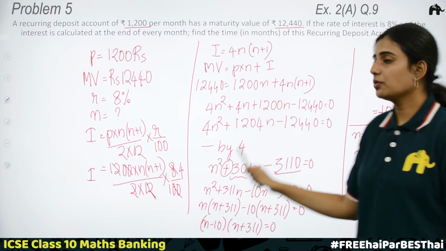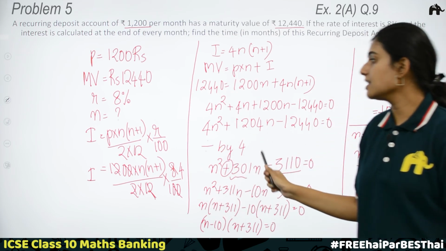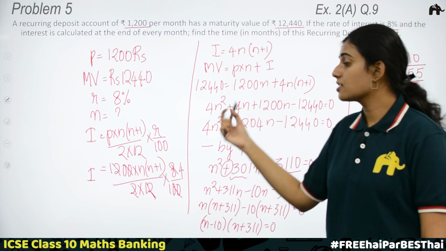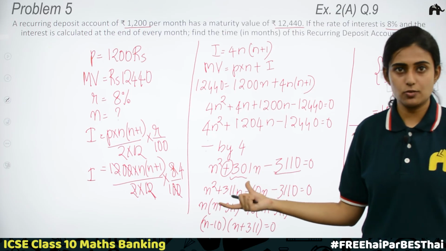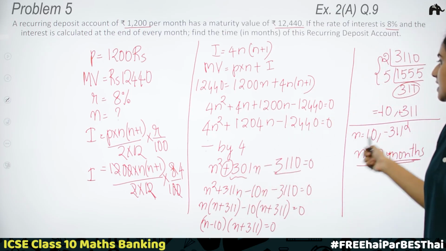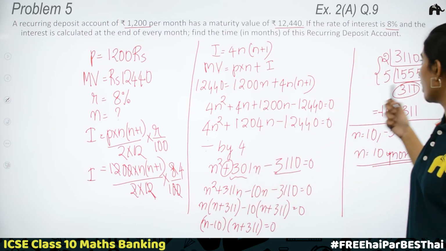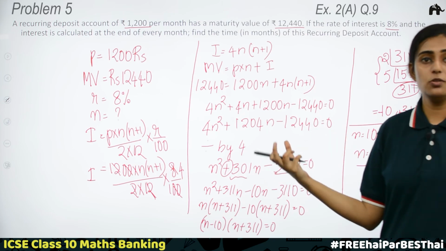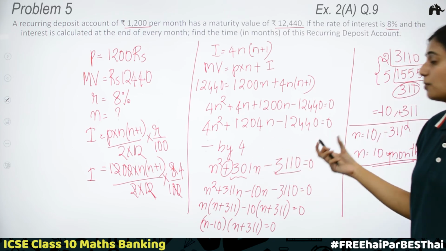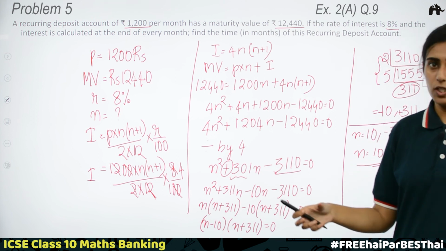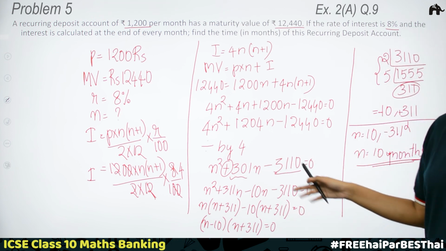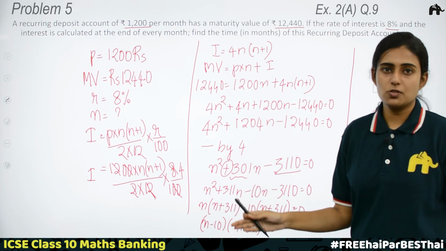Try solving more questions like this, because here you need to solve a quadratic equation. Practice solving more quadratic equations. This is the easiest method to solve a quadratic equation, or you can use the formula, that is minus b plus or minus root of b square minus 4ac divided by 2a. In either way you can solve. So this is the simplest way to solve this.